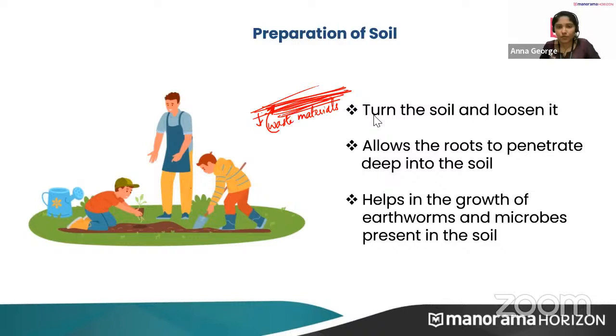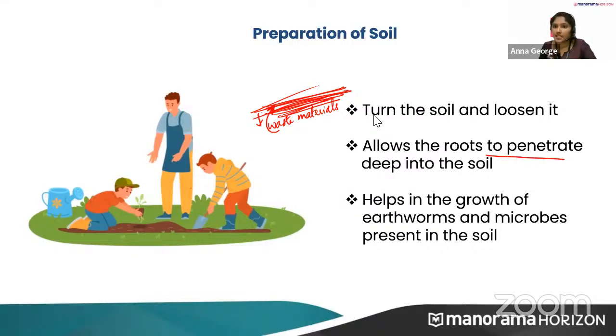So I hope it is very clear for you, because towards the deeper portion of the soil there will be more plant or animal waste materials that are being degraded. These produce humus, or nutrients, and these nutrients should be brought to the upper surface or the topmost soil. That is why we are turning that soil and loosening it. Okay, is it clear?